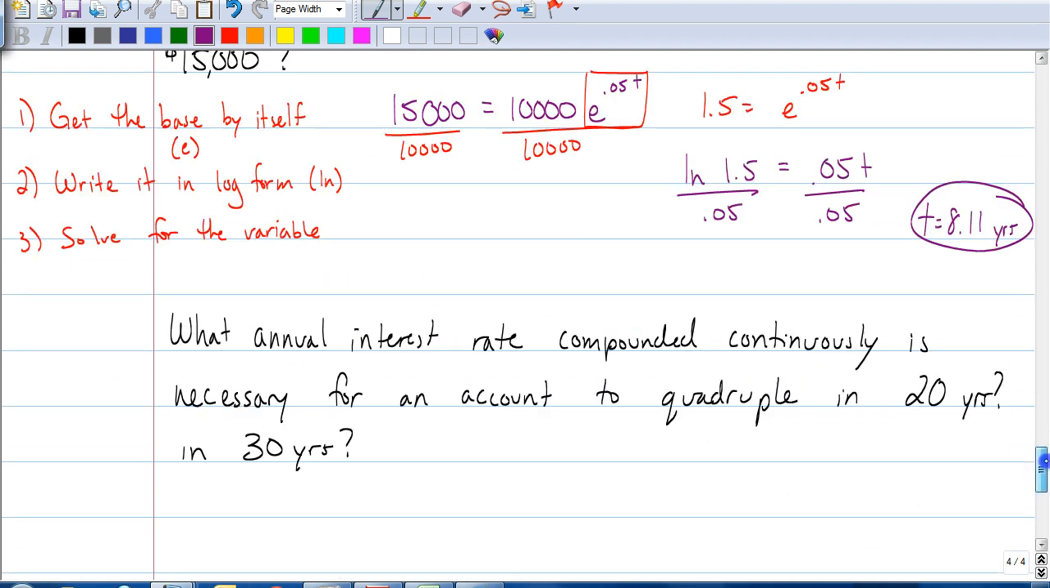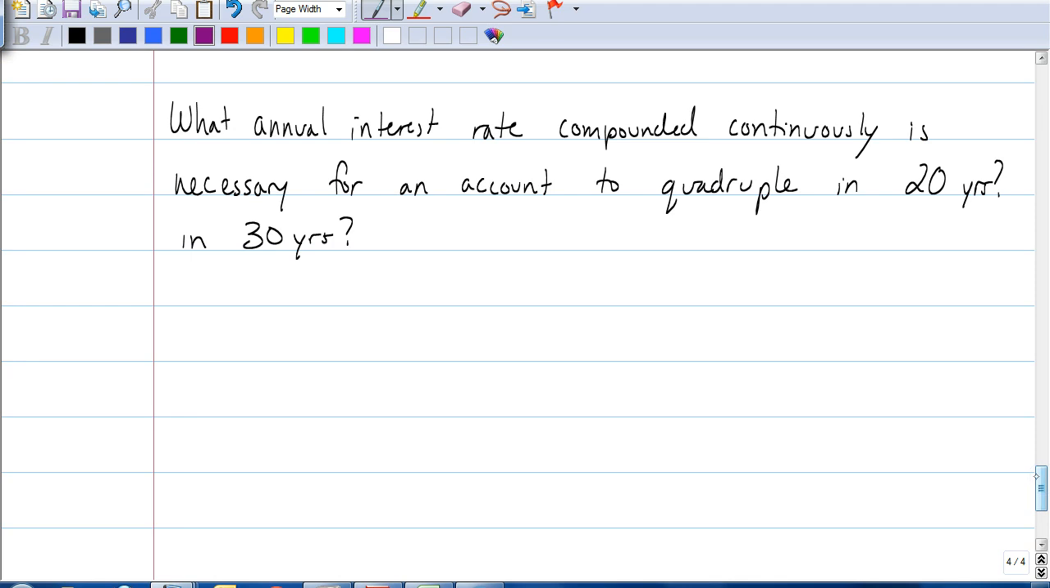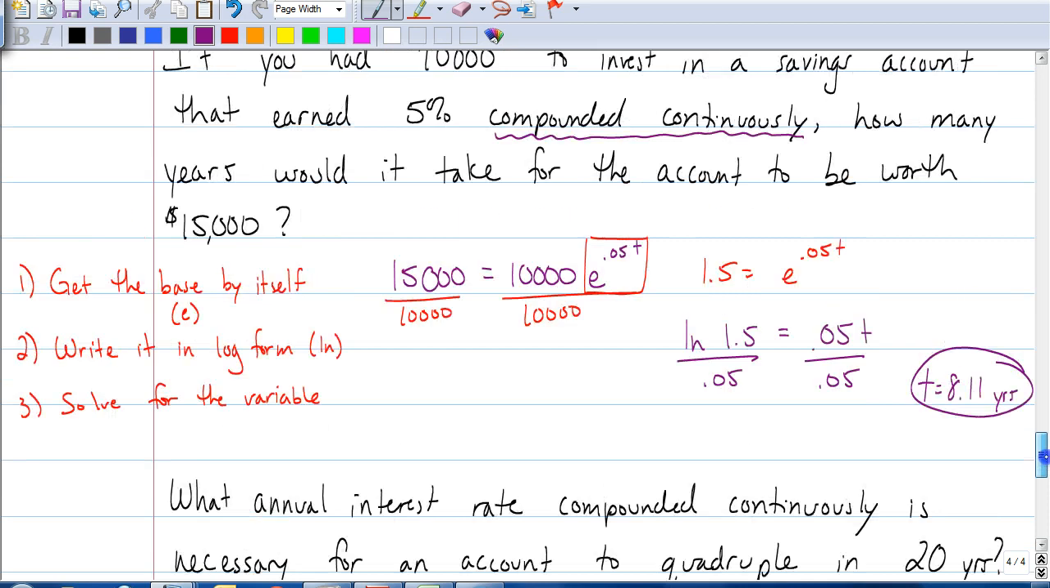We're going to look at one other type of example that you're going to see in your assignment. We're going to do the same process, the same 3 steps that we just did in the previous one. So actually, let's bring this down here.